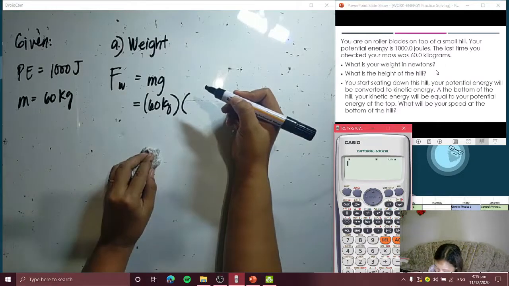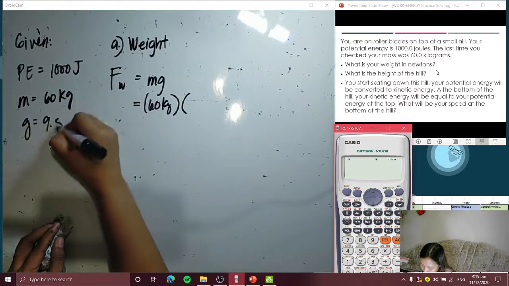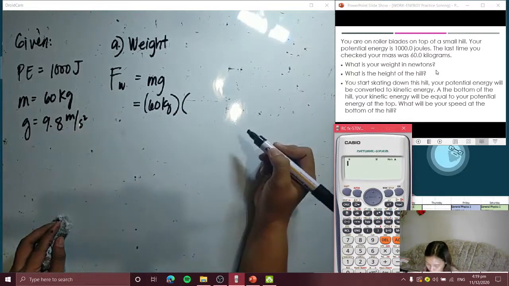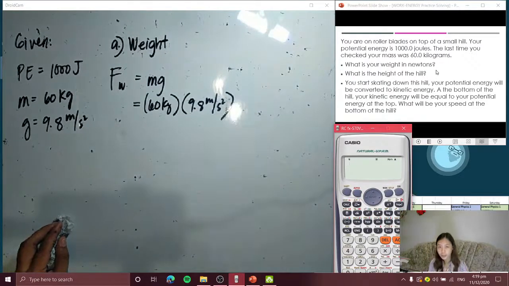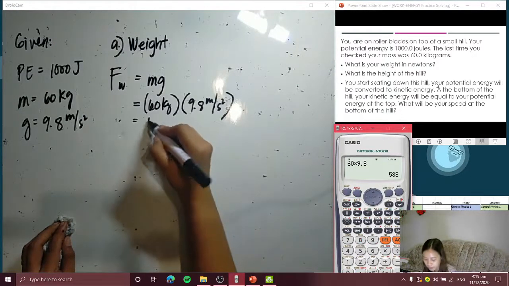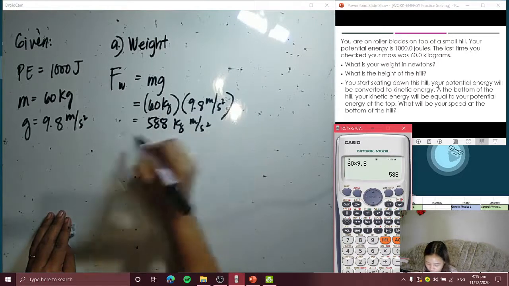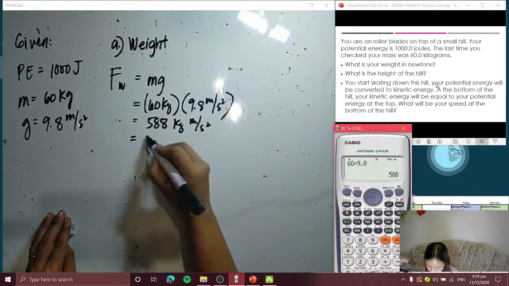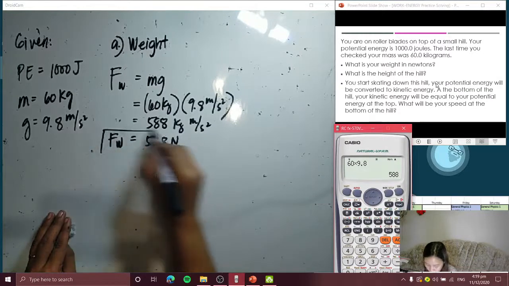your mass. Sorry, we have there the g. Sorry, I forgot to write our constant. 9.8 meters per second squared. Okay, so there, 9.8 meters per second squared. Sorry, Miss forgot, but that's it. Okay. So, just simply multiply. We have 60 times 9.8. Okay, that's 588. 588 kilogram meter per second squared or equal to 588 newtons. This is for your weight.